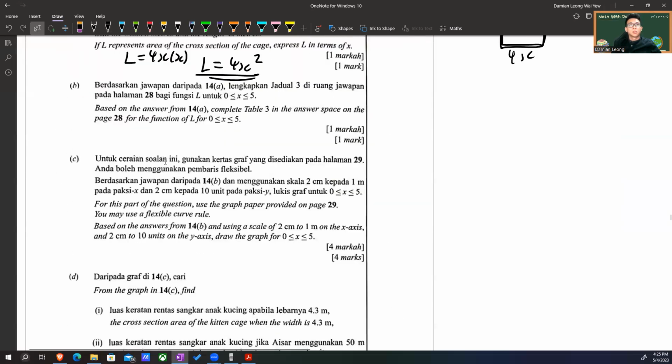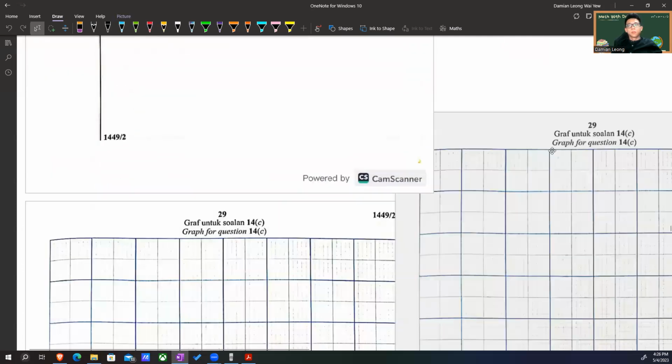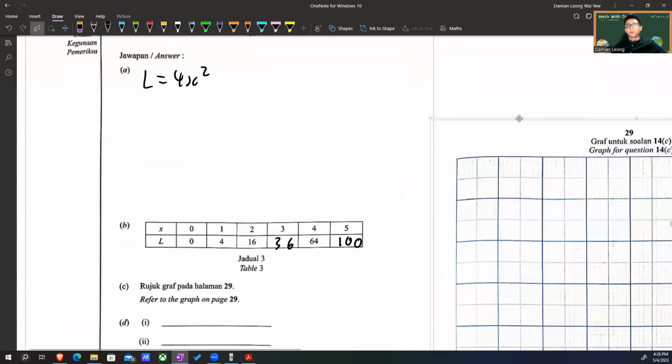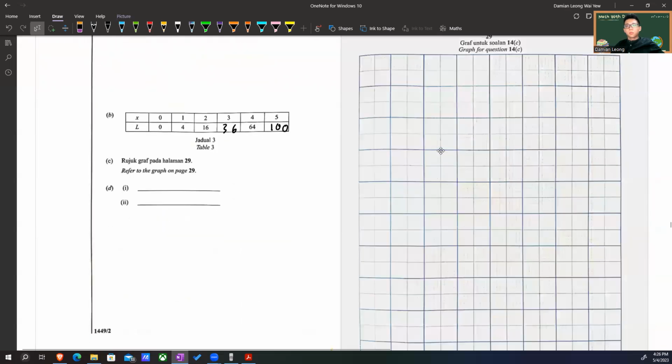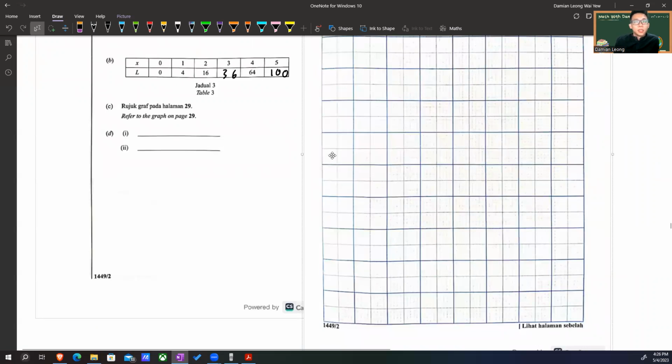And part C, draw the graph for x between 0 to 5. The scale is 2 cm to 1 meter on the x-axis, and 2 cm to 10 units on the y-axis. So on the x-axis, 2 cm to 1 meter, from 0 to 5. Let's draw 0, 1, 2, 3, 4, 5.